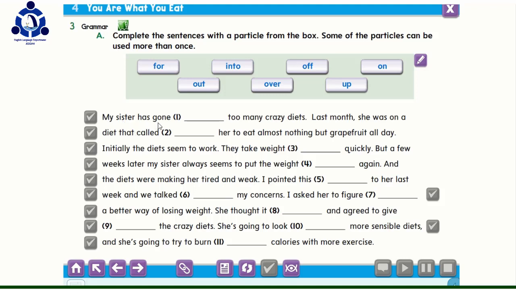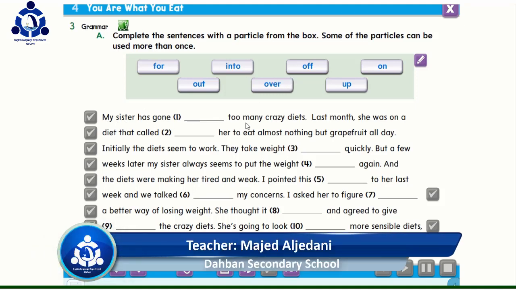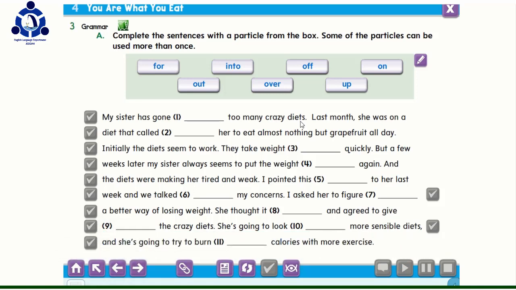My sister has gone too many crazy diets last month. She was on a, okay, it's like a passage, a small passage about someone's sister. And we need to fill in the spaces with these particles. Okay, the first one is, my sister has gone too many crazy diets. What do you think? So the most correct particle here, after the verb, is: gone on too many crazy diets.